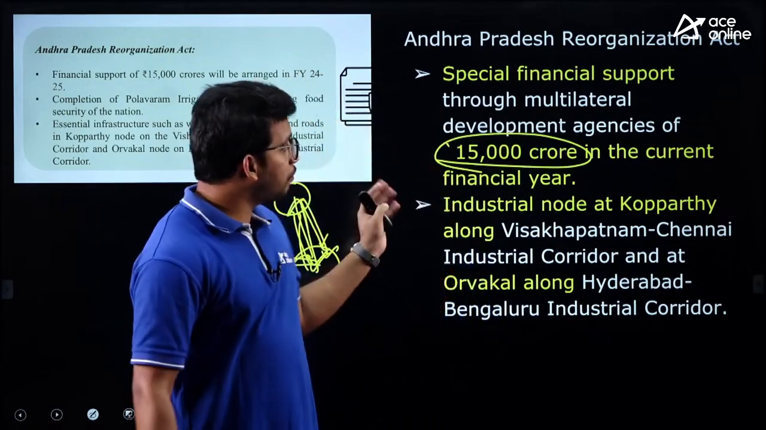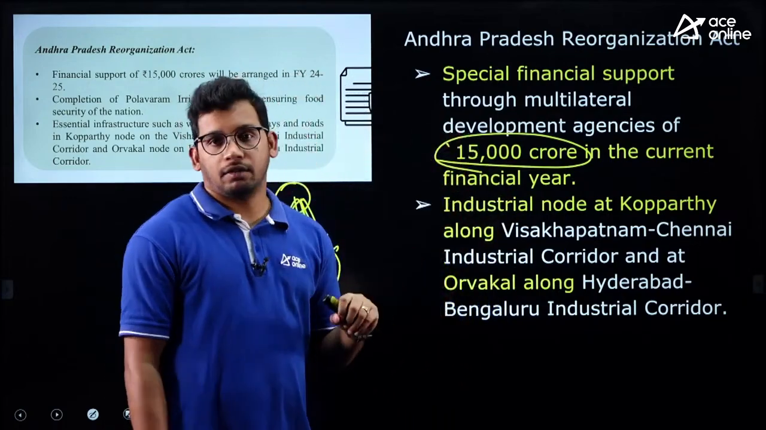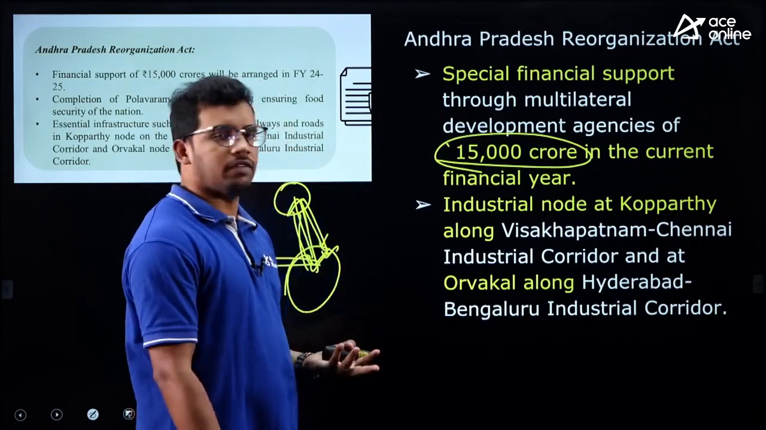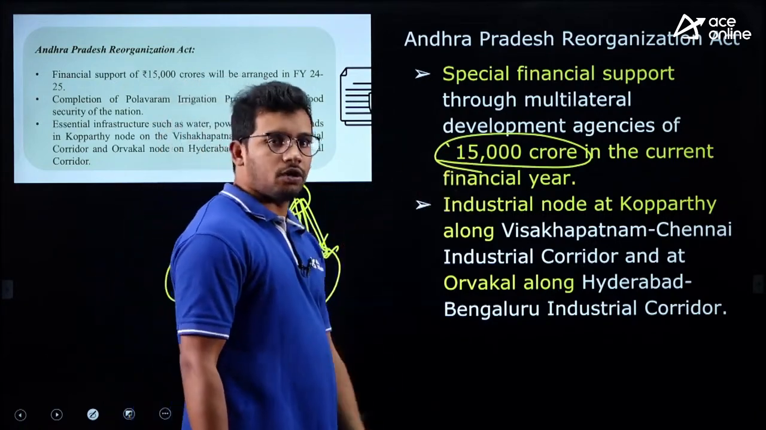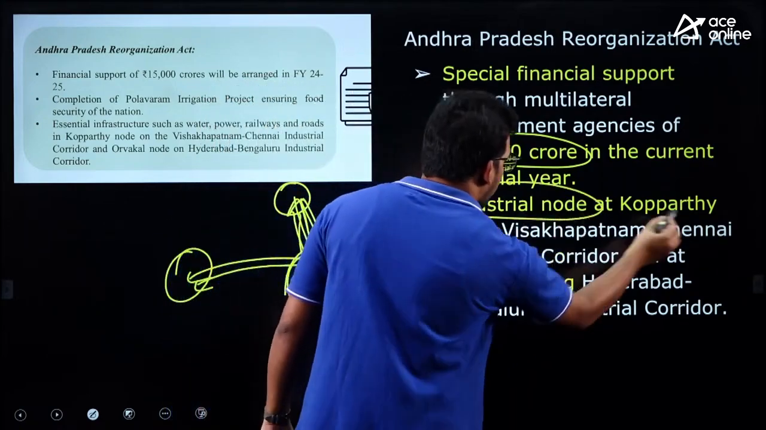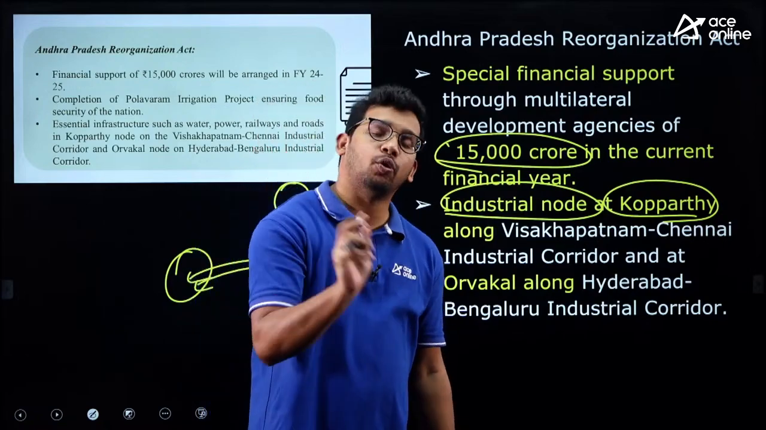right. So they have given 15,000 crores specifically to develop the capital for Andhra Pradesh, that is Amaravati. They are aiming to develop Amaravati. So that is the central government provision. Not only that, they are also going to have an industrial node at 2 places. There are 2 industrial corridors which are passing through Andhra Pradesh.